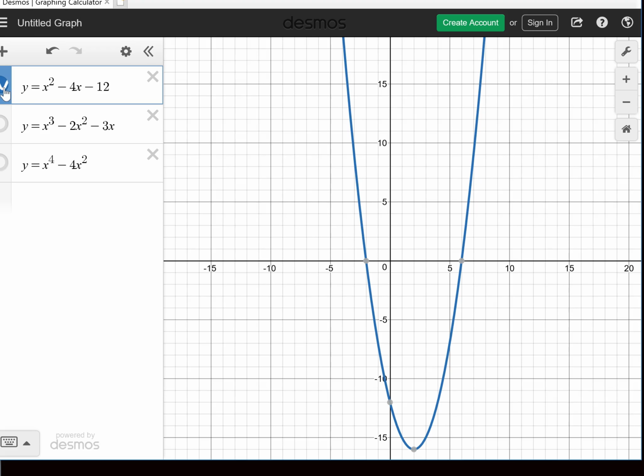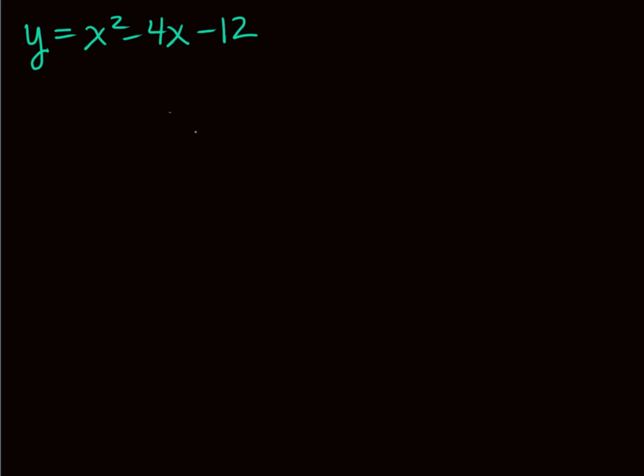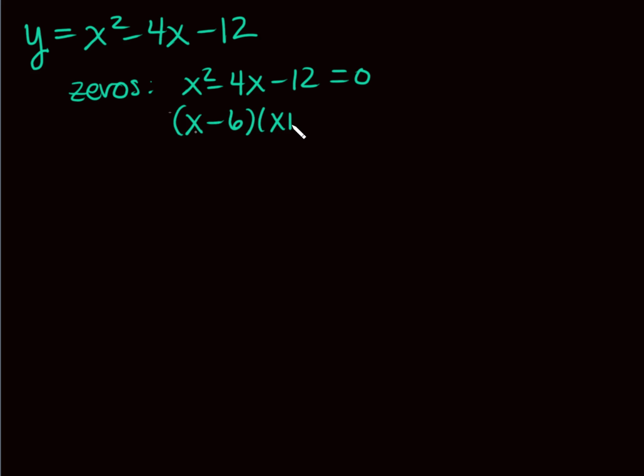Let's look at this cubic function. Well, before we do that, let's go back. If I look at x squared minus 4x minus 12, I can determine a lot of things about the graph of this. I can determine that stuff algebraically as well. For instance, to find the zeros of this function, I can set it equal to 0 and factor: (x minus 6)(x plus 2) equals 0. So what does that imply? The zeros of my function are 6 and -2.